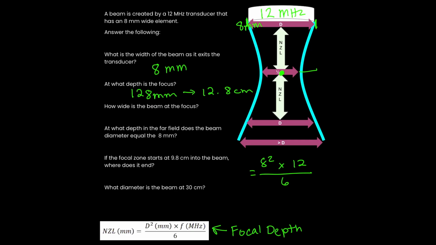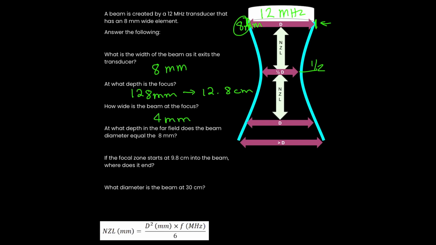Next question down says, then how wide is the beam at the focus? And this is another concept that you need to know. If our diameter starts at 8 millimeters, the thinnest this type of beam is going to get is 1/2 of the diameter. So we need to take this 8 millimeters and divide it by 2. 8 divided by 2 equals 4. So the width of the beam at the focus is half of the diameter, and in this example is 4 millimeters.